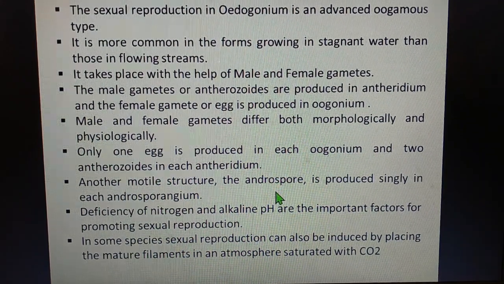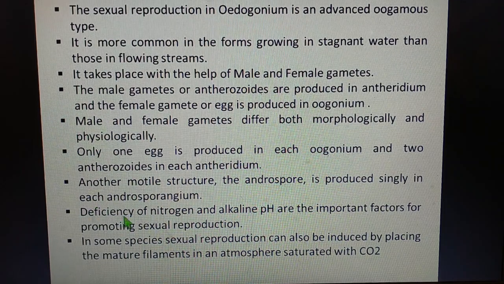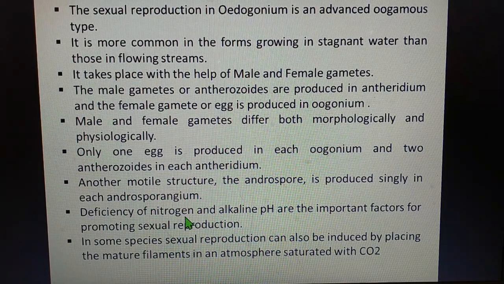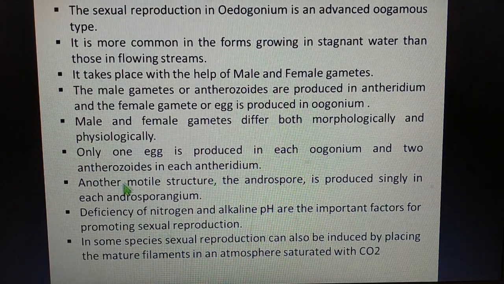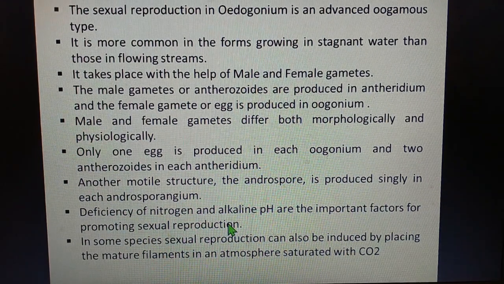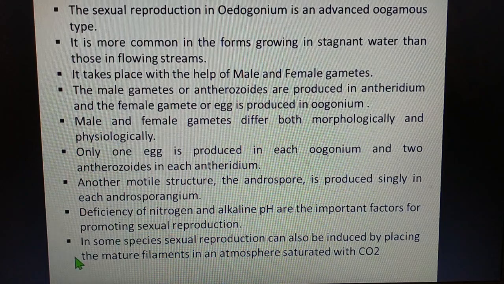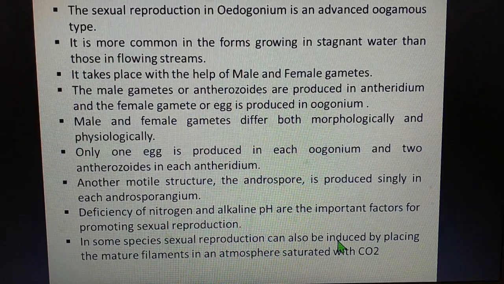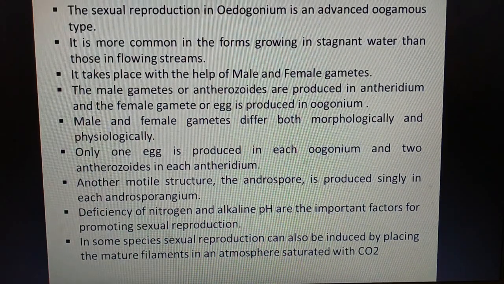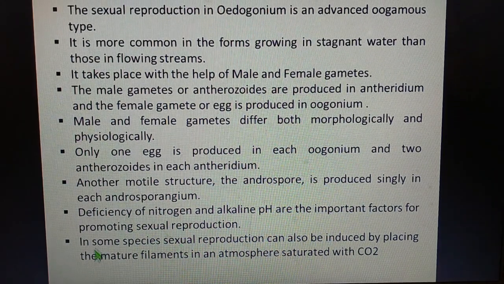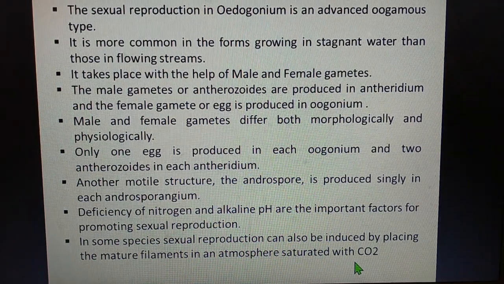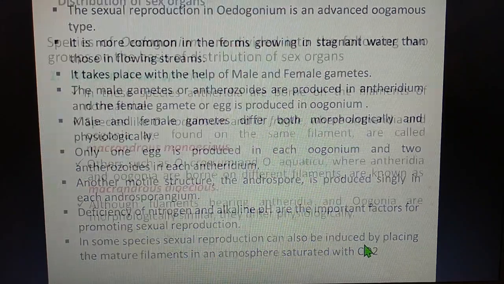Now let us see what that dwarf male is. The deficiency of nitrogen or nitrogenous substances as well as alkaline pH are the important factors which promote sexual reproduction in Oedogonium. In some species, sexual reproduction can also be induced, if it's not there, by placing the major filaments in an atmosphere which is saturated with carbon dioxide.